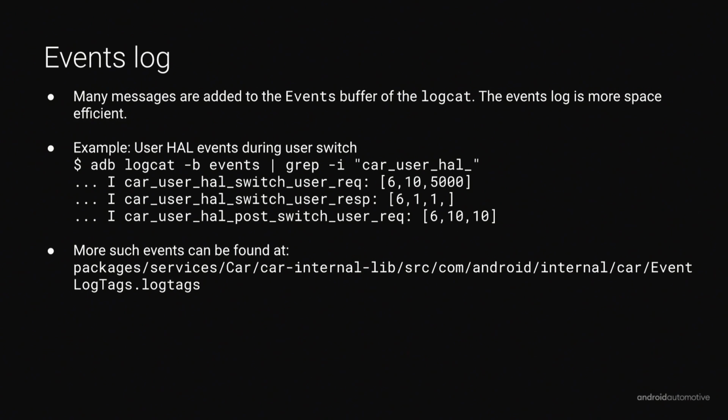Event logs is an existing buffer in Logcat. In this release, we have added lots of messages in the event buffer. The reason is the event buffer is more space efficient. So even if your buffer size is small, it is likely to have more messages. To see the event log, you can do adb logcat -b events, and then you can grep your event of interest. Like in this case, I'm grepping car user hal. You will find that the events from a particular area have the same prefix, so you can easily grep them, the tracking events. More events can be found at this location, the event logtags file.